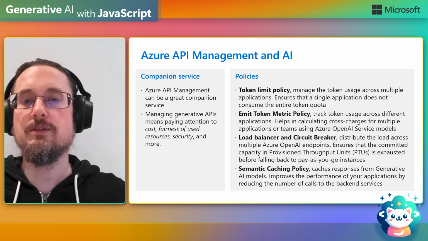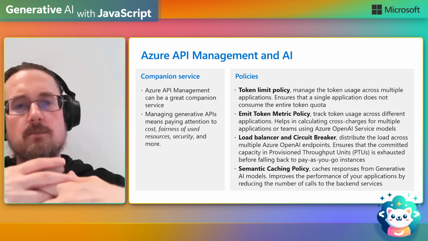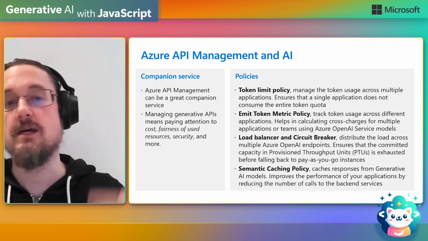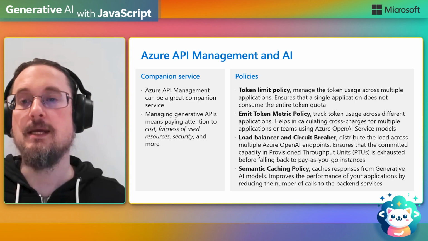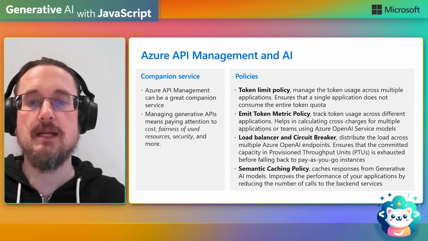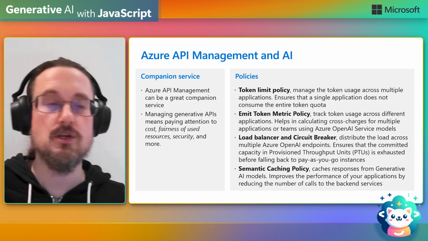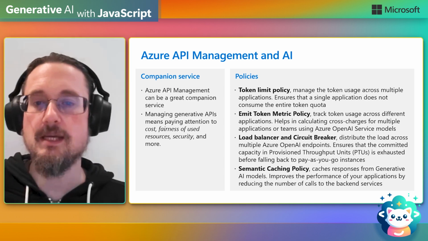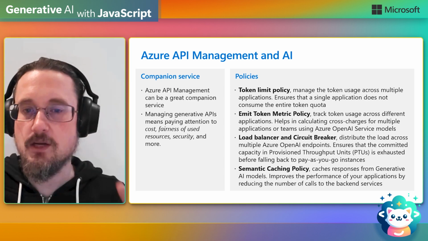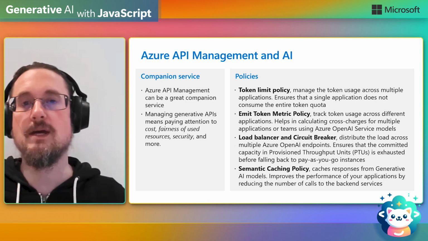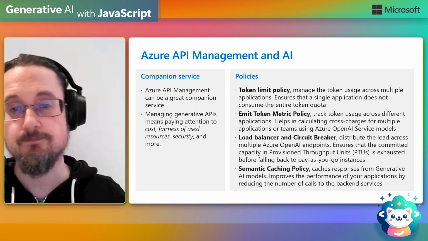But of course, you want to measure all this, right? You want to measure what goes on, probably show that in a dashboard. And this is where the emit token metric policy comes in. It's really great at collecting all those metrics: how things are being used, what application is using it, what user is using it, and so on. So you can have a really nice overview of the situation about how AI is being used within your apps.